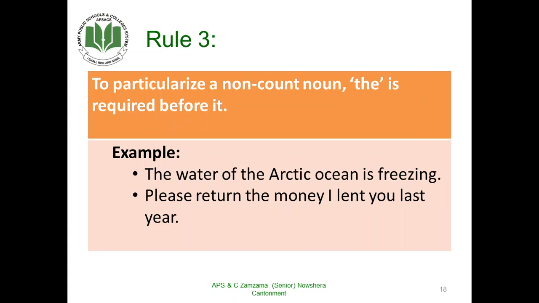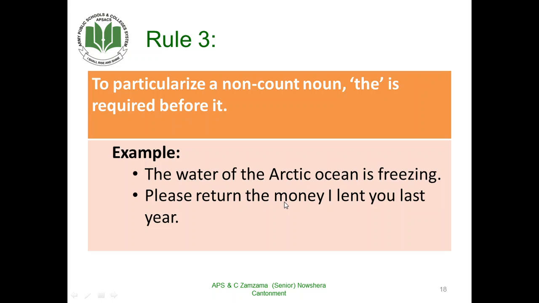Now come towards rule number 3. It is also used to particularize an uncountable noun. We use "the" for particularizing an uncountable noun. For example, water can be any water, but here, for example, the water of the Arctic Ocean. The water of the Arctic Ocean is freezing. We are referring to the water of the Arctic Ocean actually, so we are going to use "the" here.